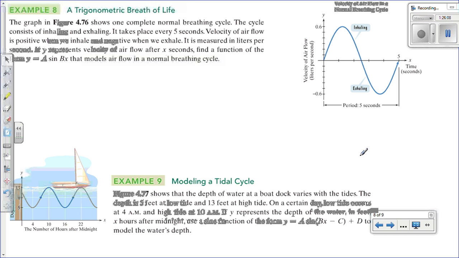Okay, and this is one of those problems that I was referring to earlier about the breathing cycle of a person. So we have here the graph of the figure that you see there. It shows one complete normal breathing cycle. The cycle consists of inhaling and exhaling. It takes place every 5 seconds.